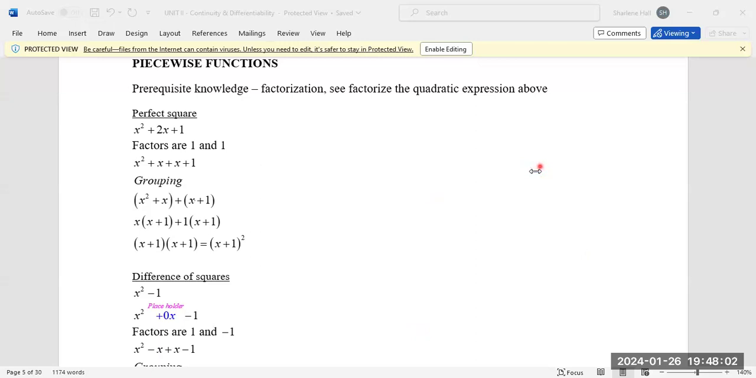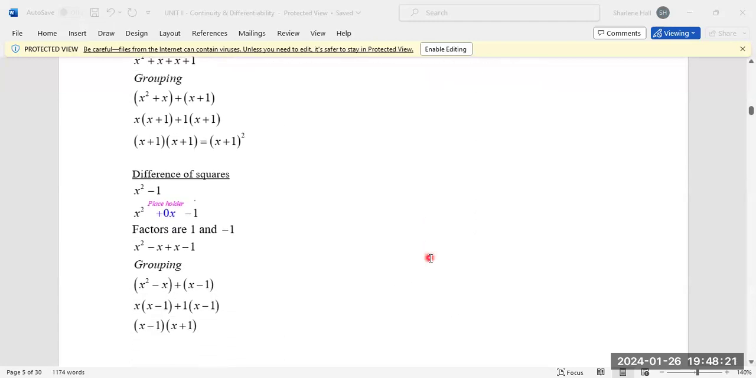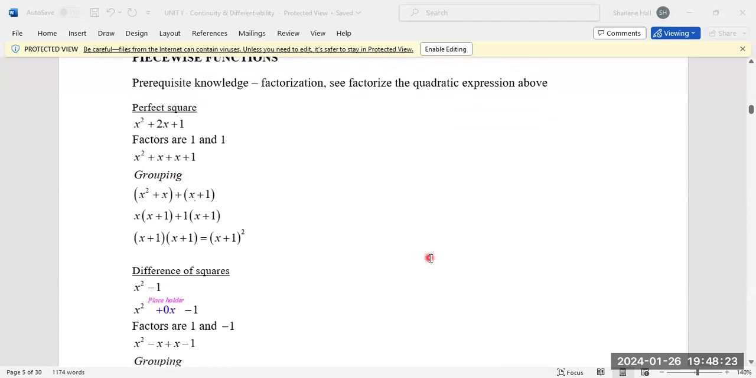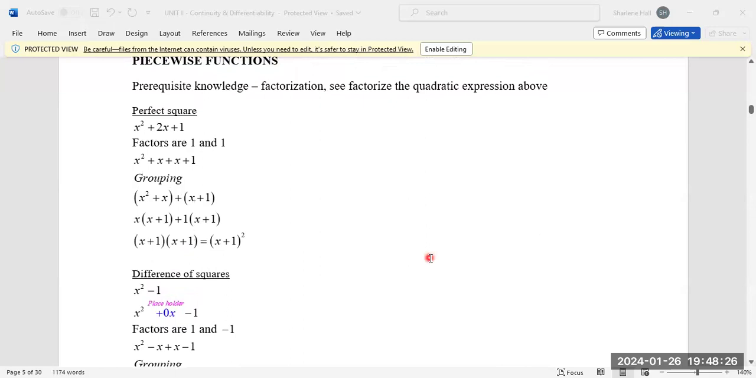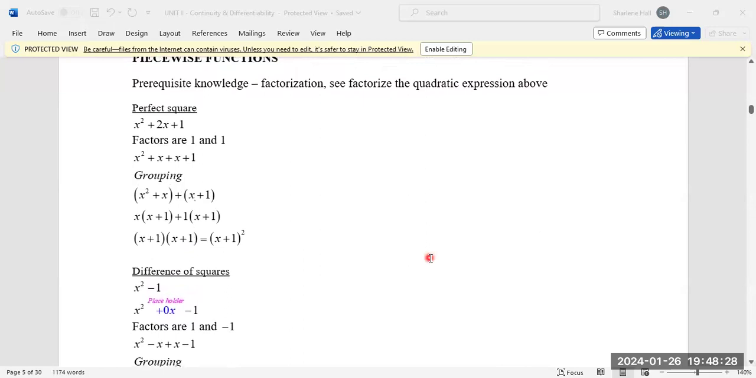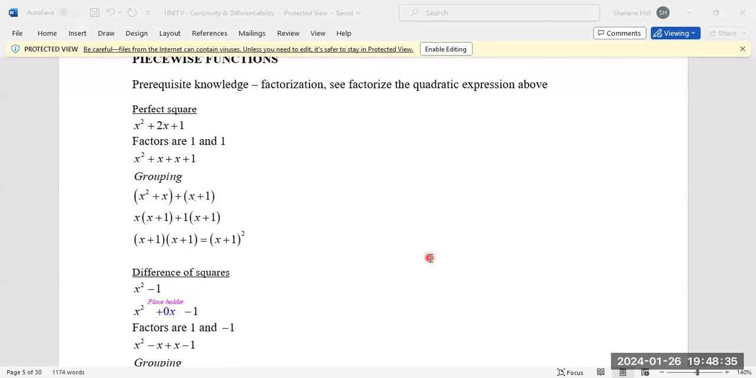So the conversation is this. You are going to need some prerequisite knowledge. What is the prerequisite knowledge? You need to know your factorization. Your factorization would be things like perfect squares, difference of squares, factorization by grouping. Once you can remember those, you should be good to go. I'm not going to go through these two in the interest of time, because what we did just now was to look at points of discontinuity where all those questions were quadratic.